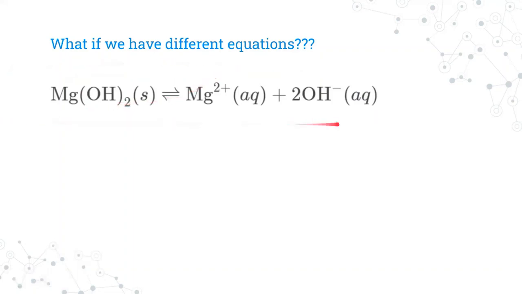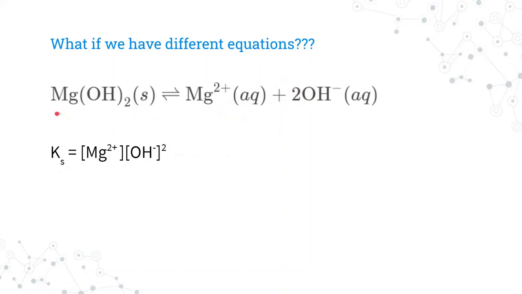So the key thing to take away in this equation is we have 1 mole of reactant producing 1 mole of Mg2+, but it produces 2 moles of hydroxide. So this actually makes our life a lot more difficult, and you'll see why in a second. If we were to write the solubility product expression, we would get something like this. So the concentration of Mg2+ and the concentration of OH−, and it's squared because we have this coefficient of 2 over here.